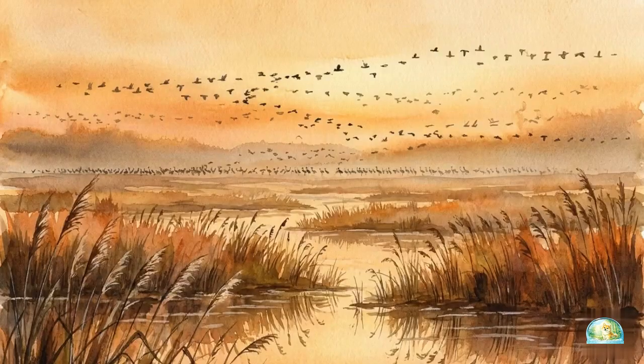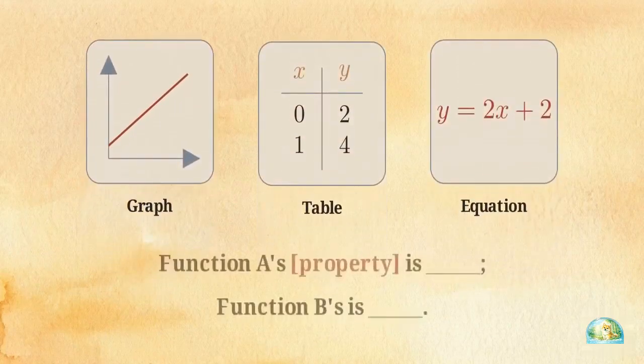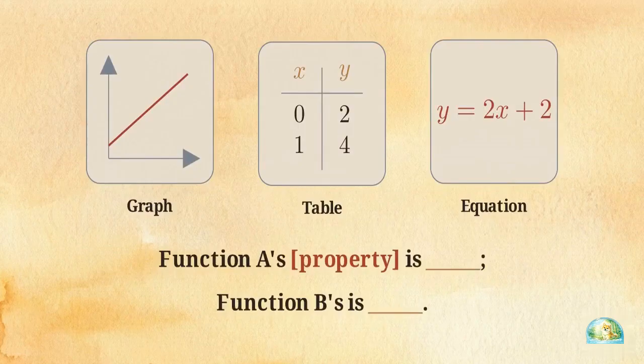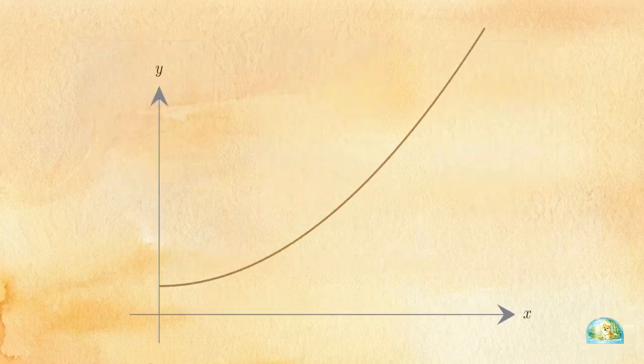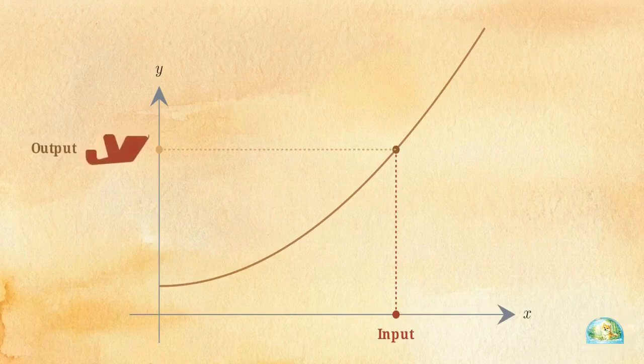You have successfully tracked the migration using tables, graphs, and equations interchangeably. When communicating your findings, use this simple structure. Function A's rate or value is blank. Function B's is blank. Extracting these properties from various visual formats builds directly upon the foundational definition of what a function actually is: one input yielding one precise output.